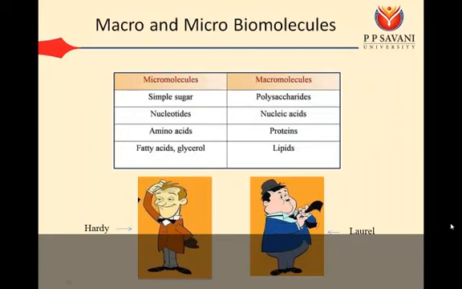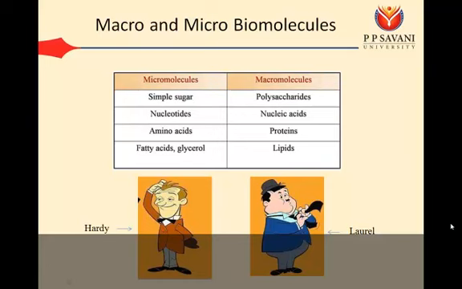Let's see the difference between macro and micromolecules. As I said earlier, macromolecules are large in size. Usually these macromolecules are polymers of micromolecules. When micromolecules are linked to each other, they form a macromolecule. So the macromolecules like polysaccharides, nucleic acids, proteins and lipids are made from simple sugars, nucleotides, amino acids, fatty acids and glycerol.